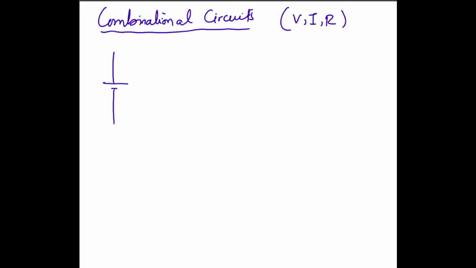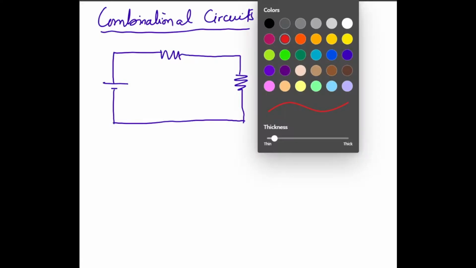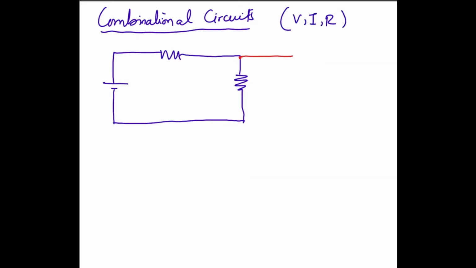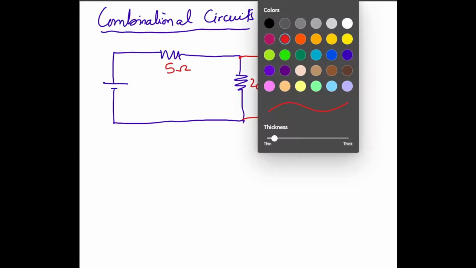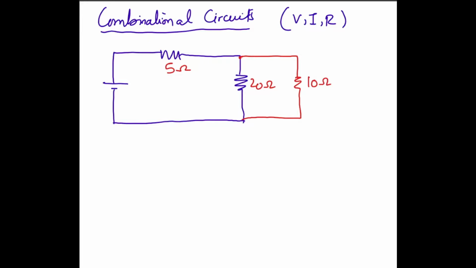So let's say this is a battery. This is not a battery but a cell. Let's say this is my first resistor. This is my second resistor. Right now it looks like a series circuit, but I'm going to add one more resistor in parallel with the second one. So let's say this is 10 ohms, this is 20 ohms, and this is 5 ohms. The cell that is given to us is, let's say, 10 volts, right?